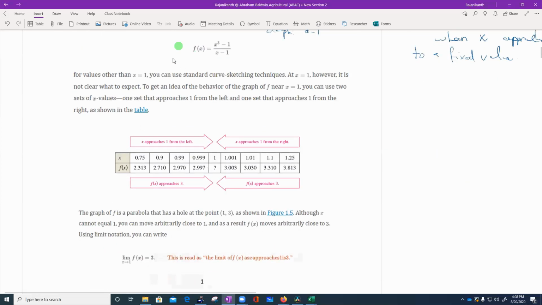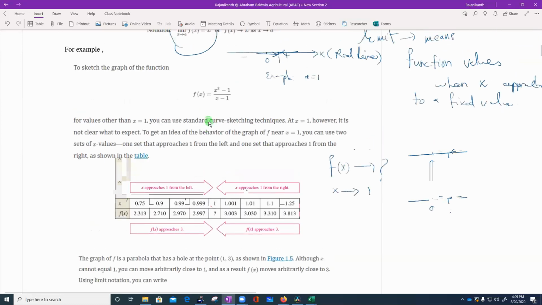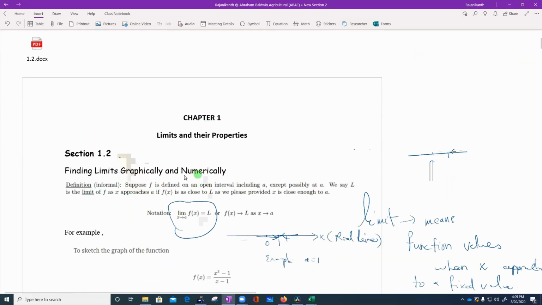So look at this given example. In this table, we are going to find out what's happening to the function f(x) when x approaches 1. As I said earlier, in your real line, 0 is here, 1 is here. So we are looking at both directions. This type of method, finding the limit values by making a table, is called the numerical method.